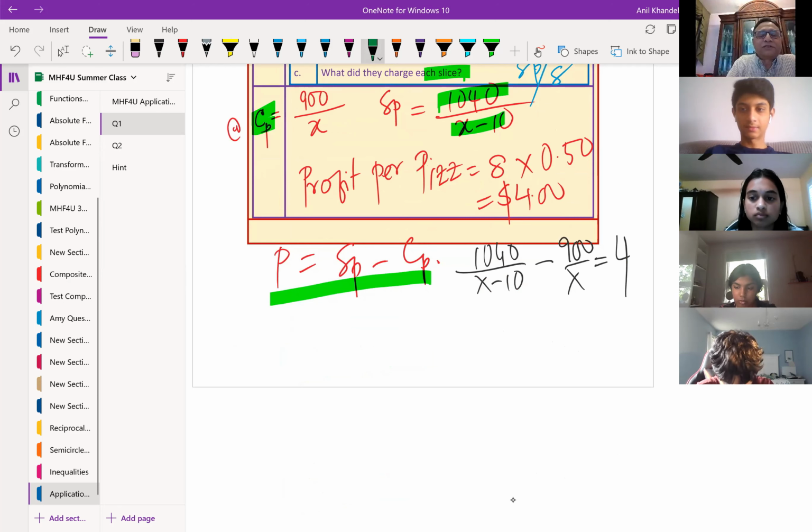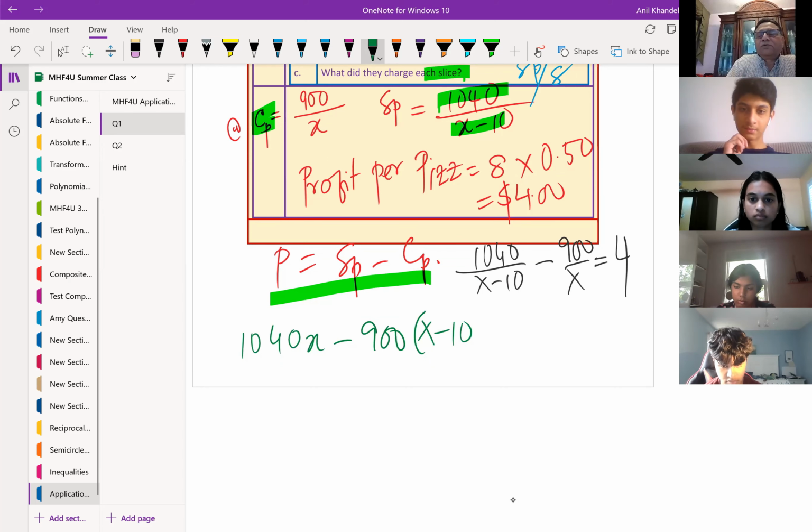Let me do it in small steps. Sorry, 1040 will get multiplied by x. This is a cross multiply, right? 1040 times x minus 900 times x minus 10 equals 4 times x minus 10. Is that clear to you?